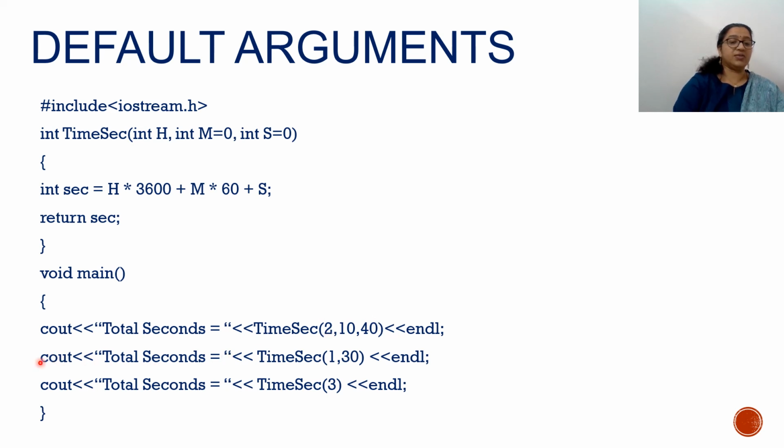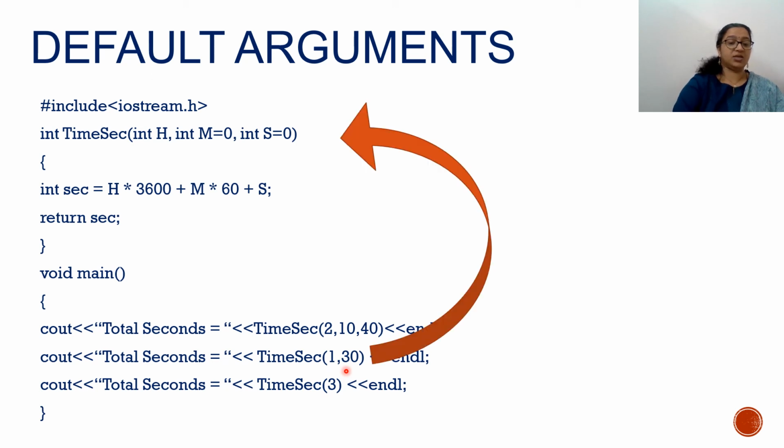Now see the next point. Total seconds is equal to time sec with 2 arguments. So 1 comma 30, the calling step is there. So 1 will copy to h, 30 will copy to m. So s is 0 itself. So here 1 into 3600 plus 30 into 60 plus 0. We will get the answer on the monitor.